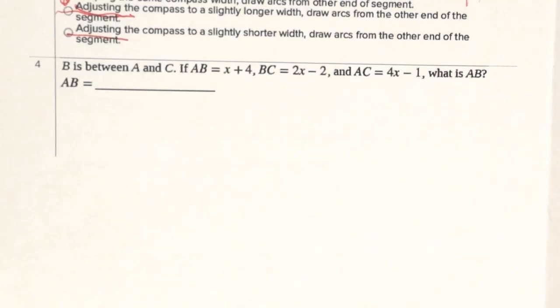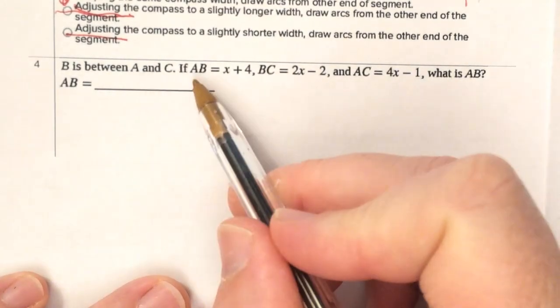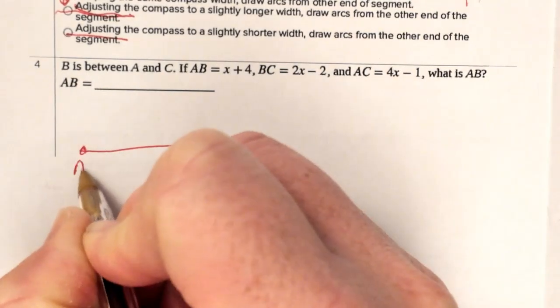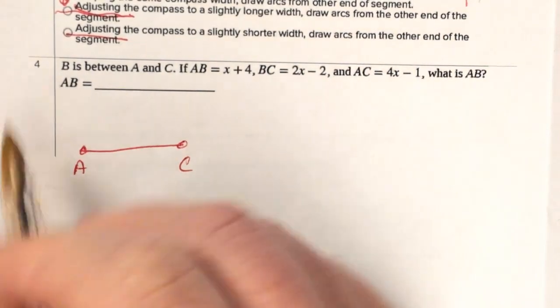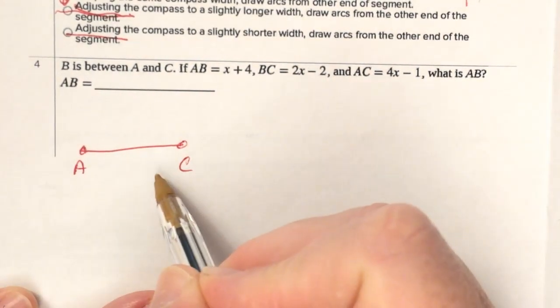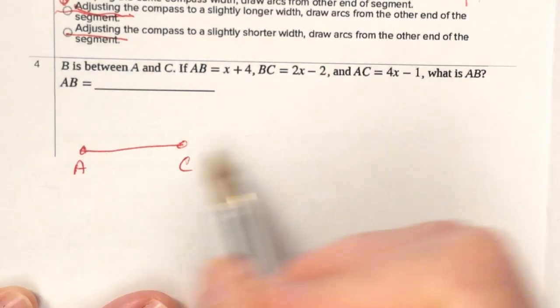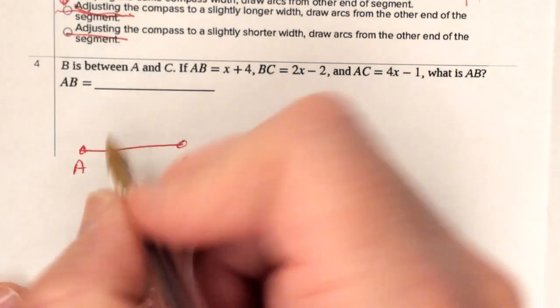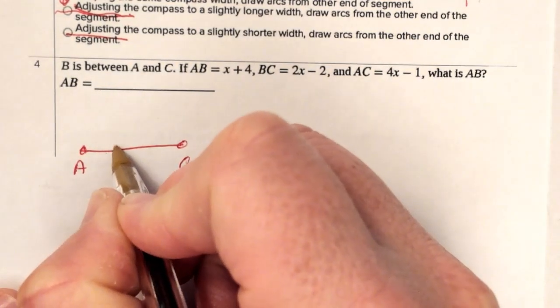So number 4. B is between A and C. So the first thing we should do is draw the line. Here's A to C, and B is somewhere between. I don't know, but they didn't say anything about being right dab in the middle. That's not in the middle, so it's somewhere in between. So let's say we have this.